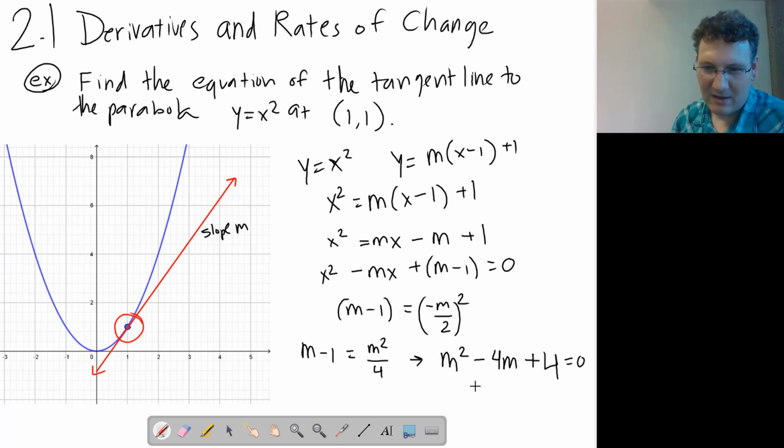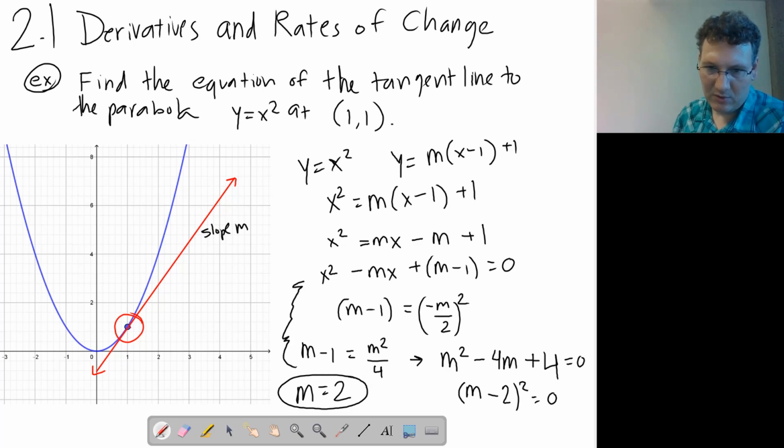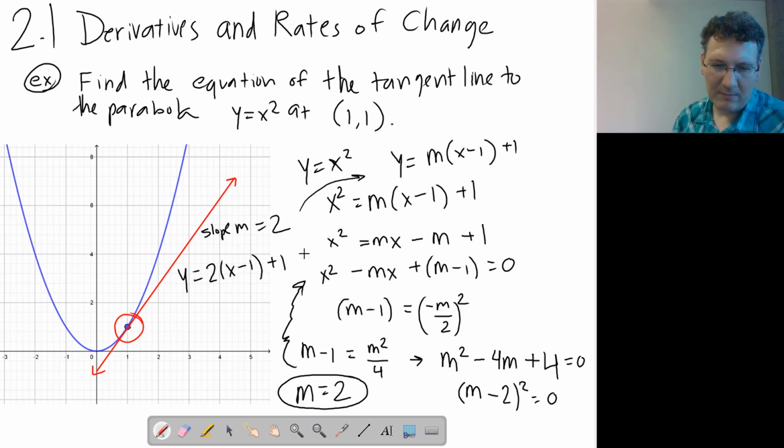This is just another quadratic. Now we can finally solve this. This actually factors as (m minus 2) squared equals 0. In other words, m equals 2 is the only slope which would give us only a single x value where this thing intersects. Otherwise, there would be two x values that would solve this equation. Okay, so that means the slope is 2, and we can take that slope and put it back into this equation. So we'd have y equals 2 times (x minus 1) plus 1.